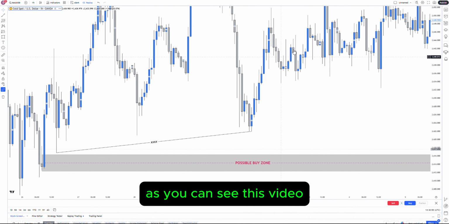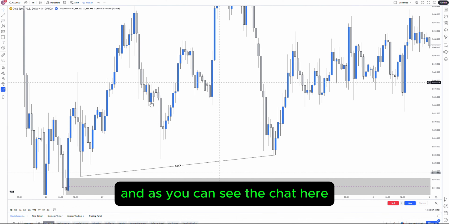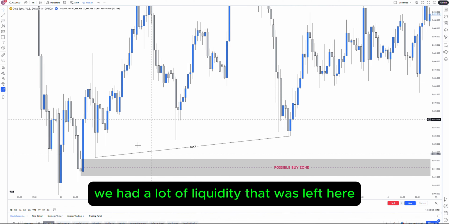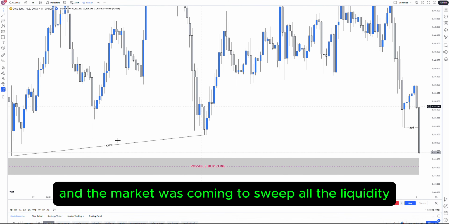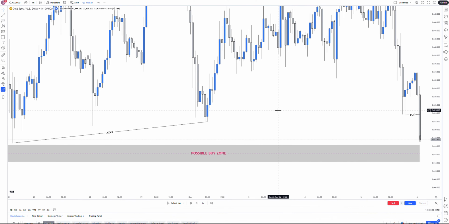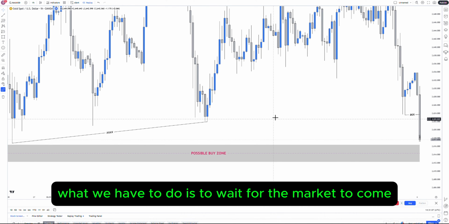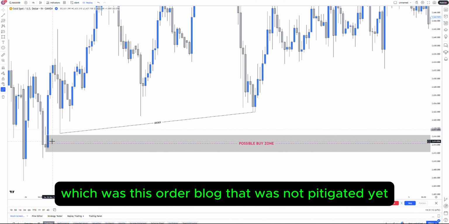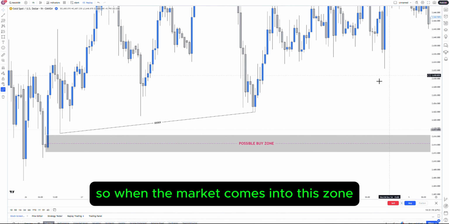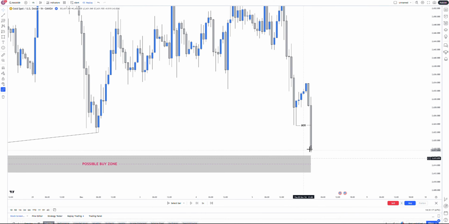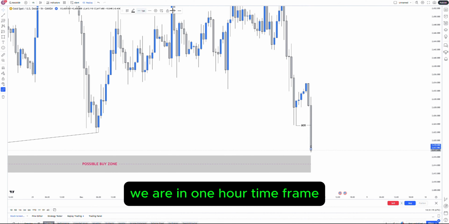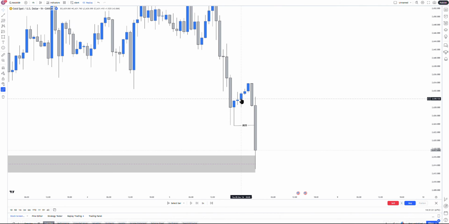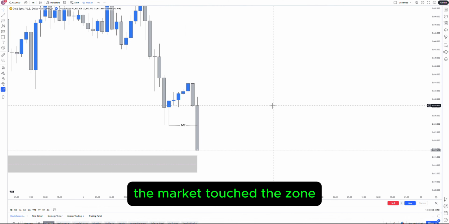As you can see on the chart here, we had a lot of liquidity that was left here, and the market was coming to sweep all the liquidity. So what we have to do is wait for the market to come into our buy zone, which was this order block that was not mitigated yet. When the market comes into this zone, we are in the 1 hour time frame, and I think you can see that the market touched the zone.